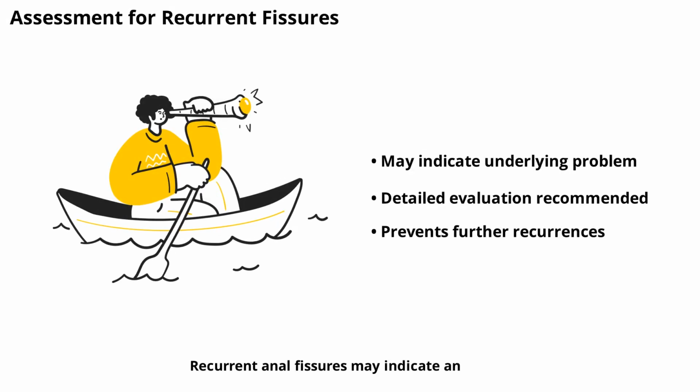Recurrent anal fissures may indicate an underlying problem, such as increased sphincter tone, chronic constipation, or another disease. The doctor may recommend more detailed evaluation, including imaging or manometry, to identify the cause and guide treatment. Addressing the root cause is key to preventing further recurrences.